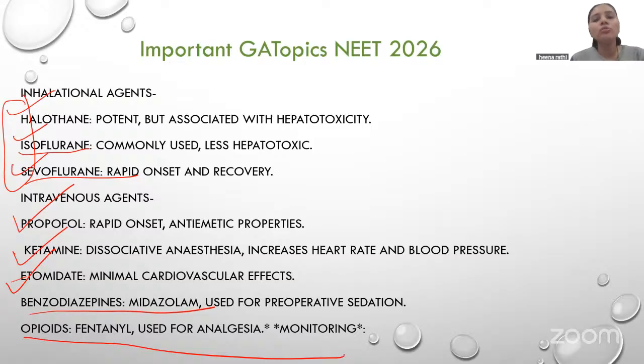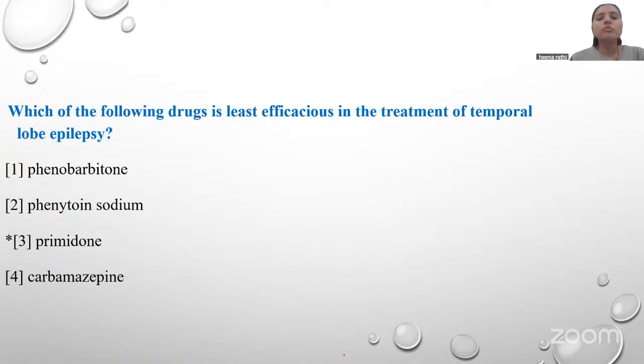So we are going to cover these topics with our MCQs. We are trying to correlate all the MCQs with the concept so that if related MCQs come in your exam, you are able to answer them. So we'll see all the concepts by the MCQs one by one. Starting with the first question: which of the following drugs is least efficacious in the treatment of temporal lobe epilepsy?